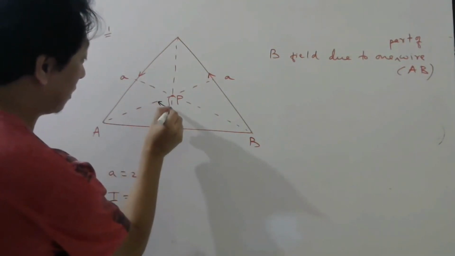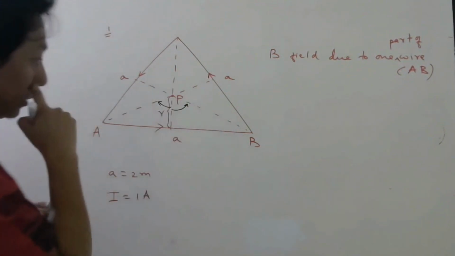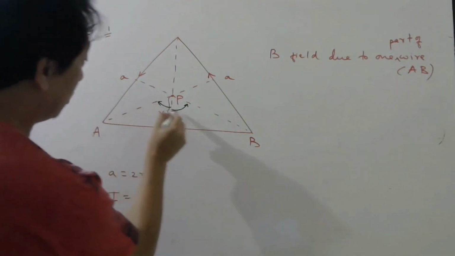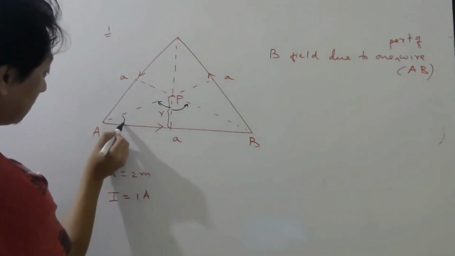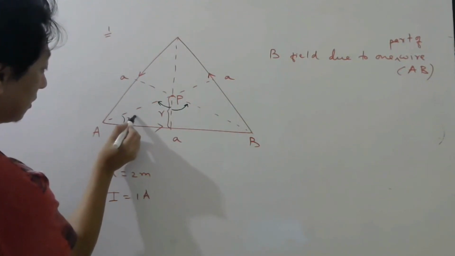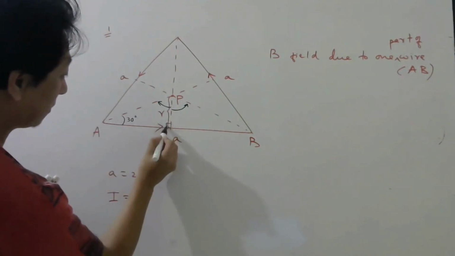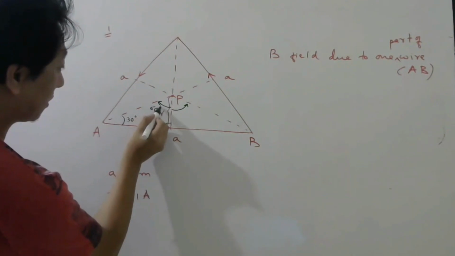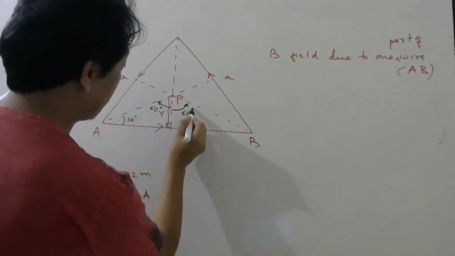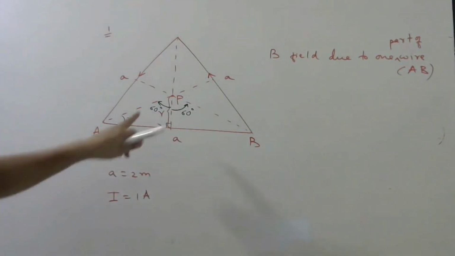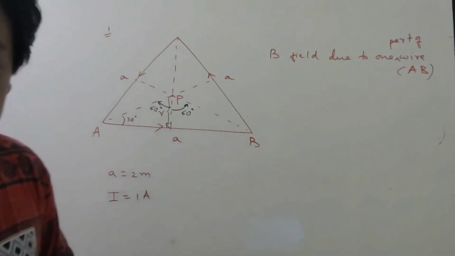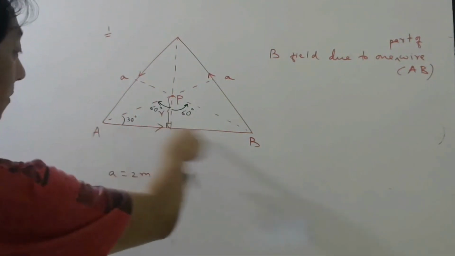Here theta 1, this is theta 2. Now please understand this whole thing. See, this is 30 degree. This is 30 degree. Right? This is 90 degree. So this must be 60 degree. Similarly, this should be 60 degree. Correct or not? So theta 1 and theta 2 both are 60 degree for this straight wire.